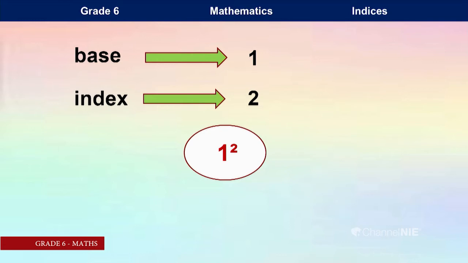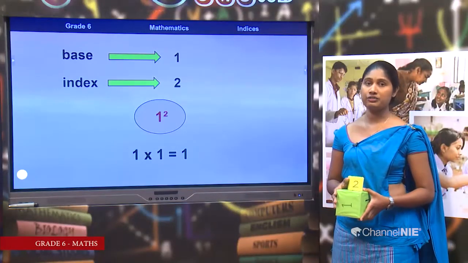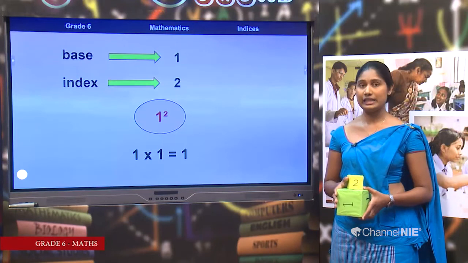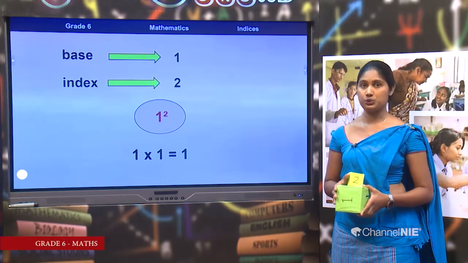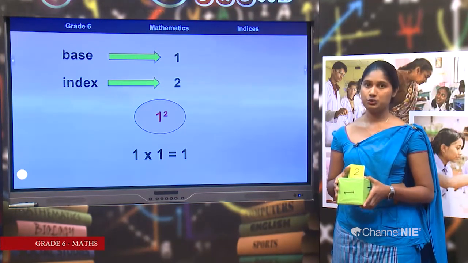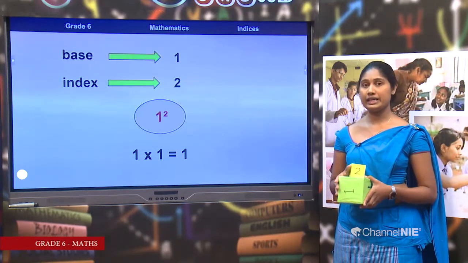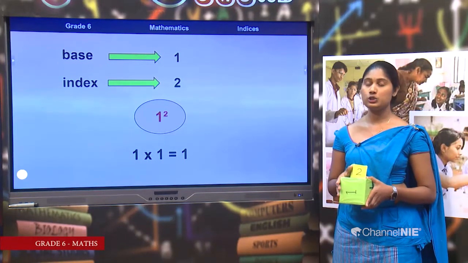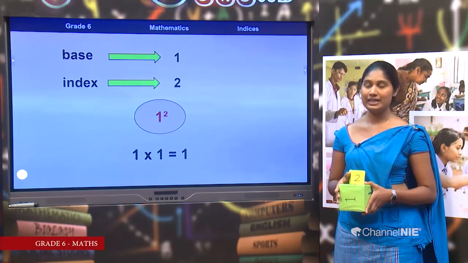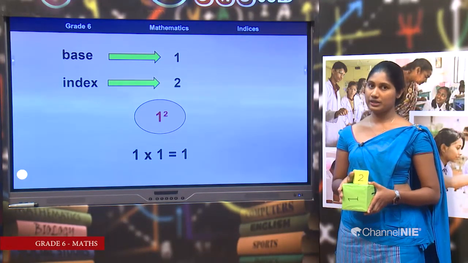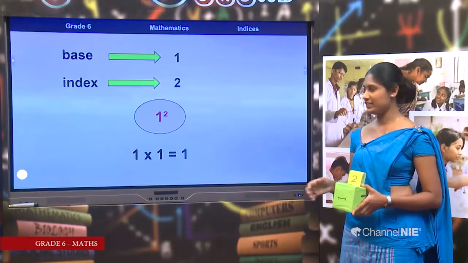Then what is the value? 1 squared means 1 into 1. So, 1 multiplied any number of times with 1 is always 1. 1 into 1 is again 1, 1 into 1 is also 1. So that means 1 to the power of any number is always 1. That is a special thing, my dear children.